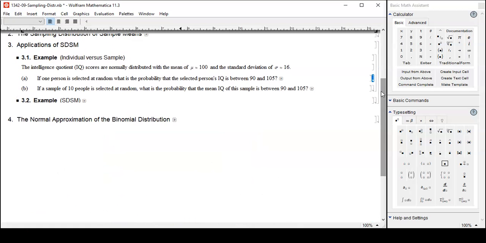Now, for the second part, that SE is absolutely necessary. Now we are looking at 10 people at the same time. A sample of 10 people is selected at random, and what's the probability that the mean IQ of the sample is between 90 and 105? You see, we took 10 people, so exceptionally smart or exceptionally dull people, those IQs will be kind of evened out because I'm taking the average there. And then considering the distribution of the average, we expect less spread, more concentration toward the center, a smaller standard deviation, or more precisely speaking, a smaller standard error.